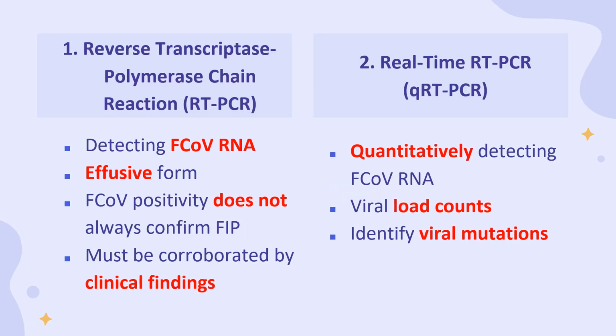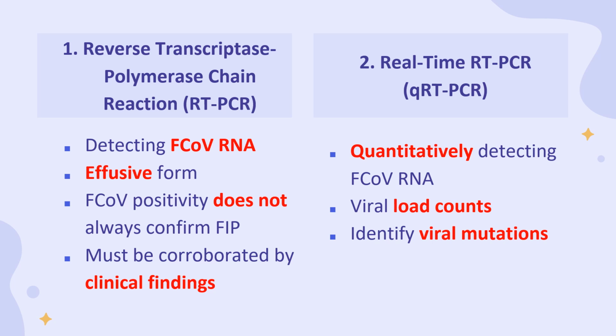Our first molecular method is reverse transcriptase polymerase chain reaction, RT-PCR. Widely used for detecting feline coronavirus RNA, this test is especially useful in the effusive form of FIP, where viral RNA can be detected in pleural or abdominal fluids. However, fecal positivity does not always confirm FIP, as not all fecal carriers develop the disease. Thus, RT-PCR must be corroborated by clinical findings.